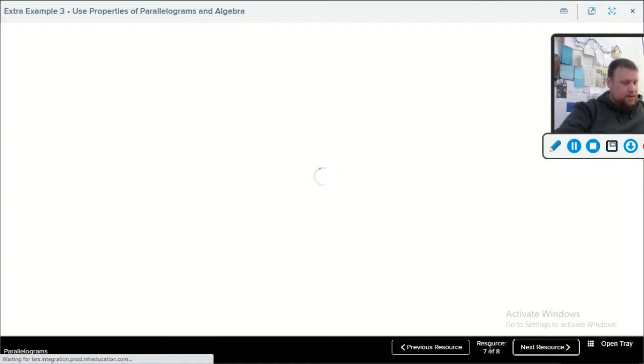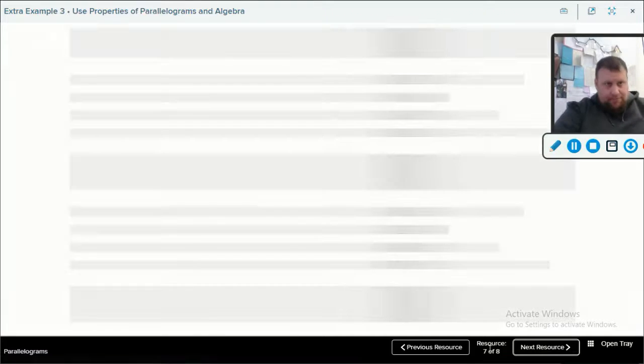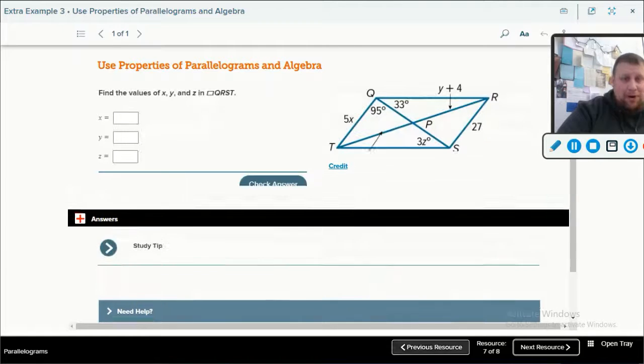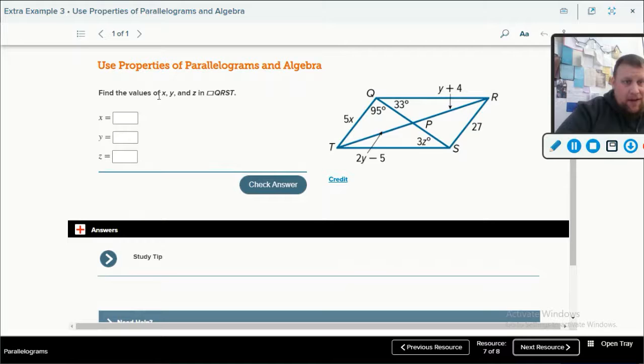All right, here's a decent problem right here. Looks harder than it is. Let's use what we know about parallelograms. Find the values of x, y, and z in parallelogram QRST.